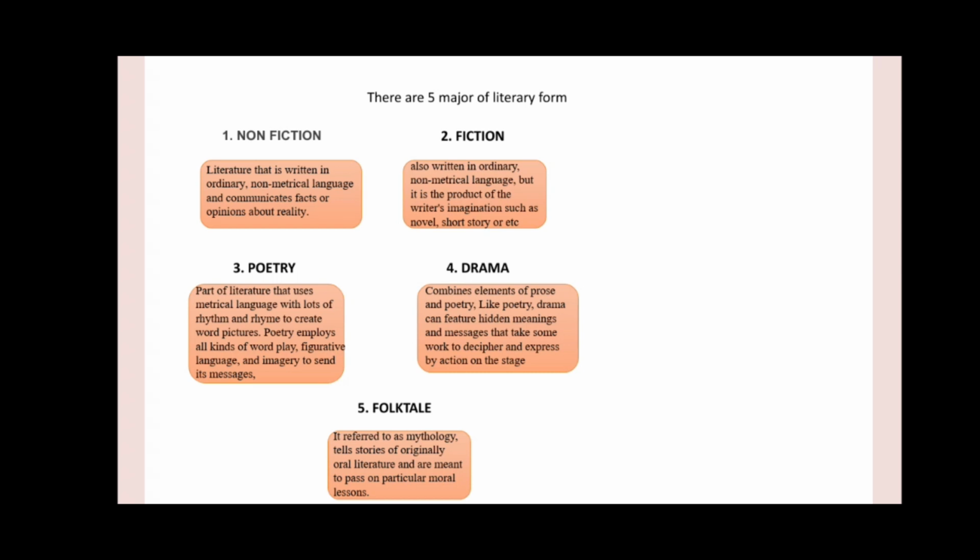And the third, that is poetry. It is a part of literature that uses metrical language with lots of rhythm and rhyme to create word pictures. Poetry employs all kinds of wordplay, figurative language, and imagery to send its image. The famous poetry is Carpe Diem by Shakespeare. It's revealing a true and sacred meaning of love.